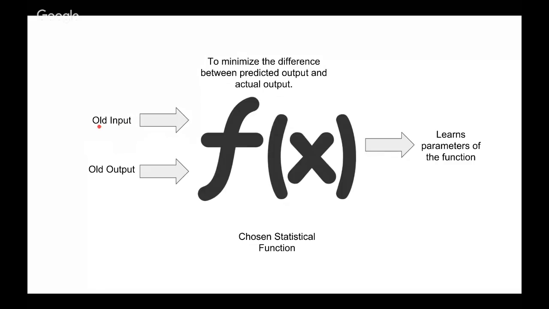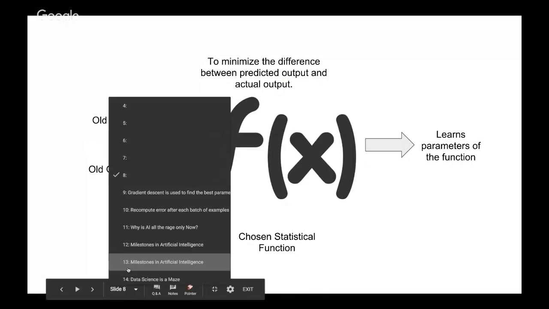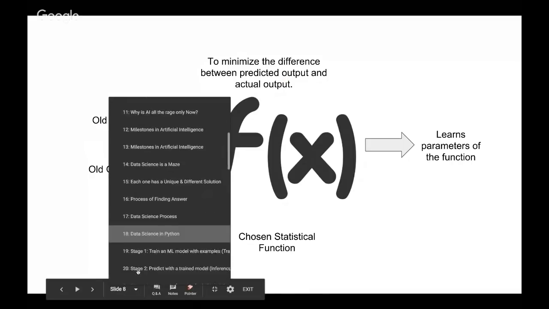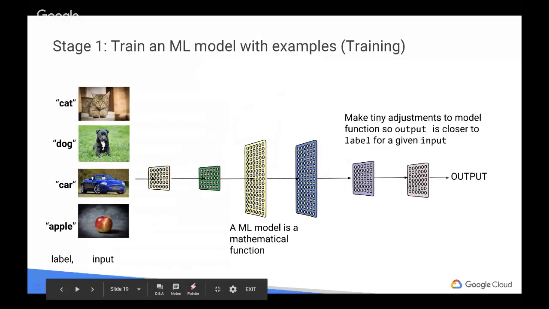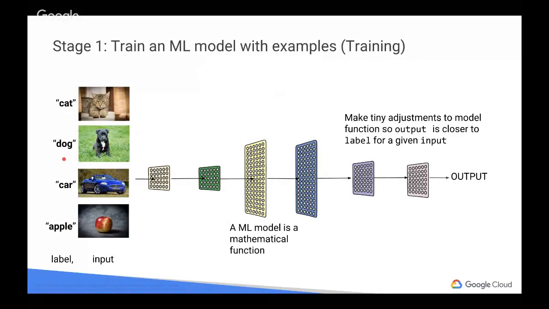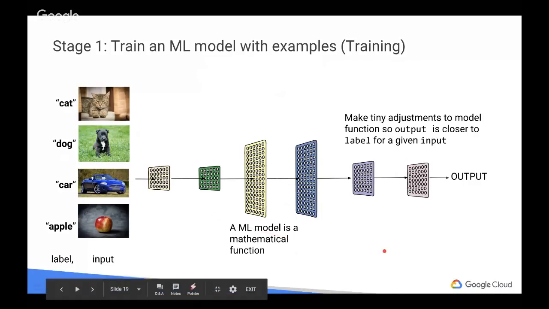For training purposes, we need to give it all the input. We need to give it all the output corresponding to that input. And we choose a function. It learns the parameters, which are going to predict the output. So going back to our slide, this is the input and its corresponding output. Input, corresponding output. And we give that to a function. So this is a machine learning model, which is nothing but a function inside.